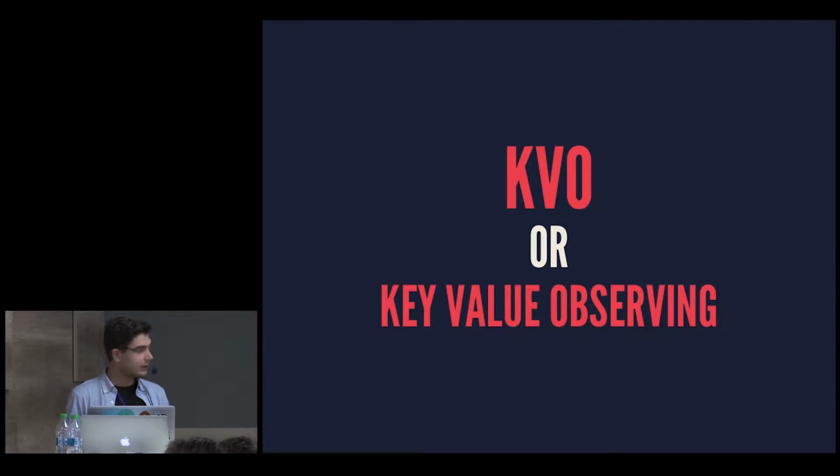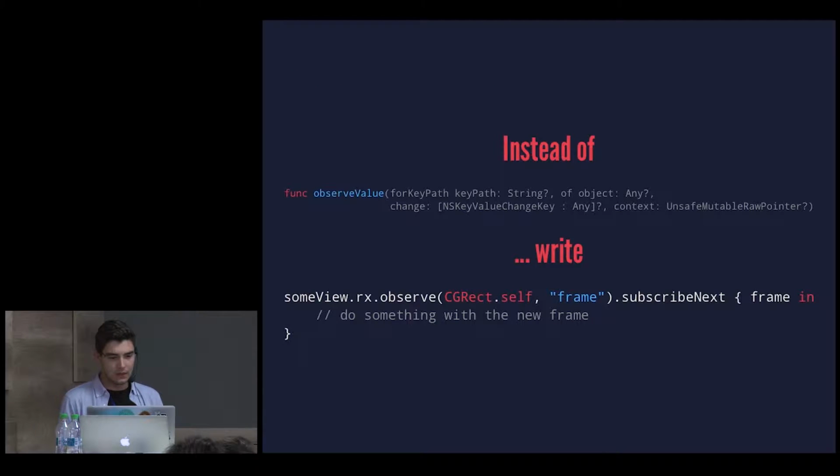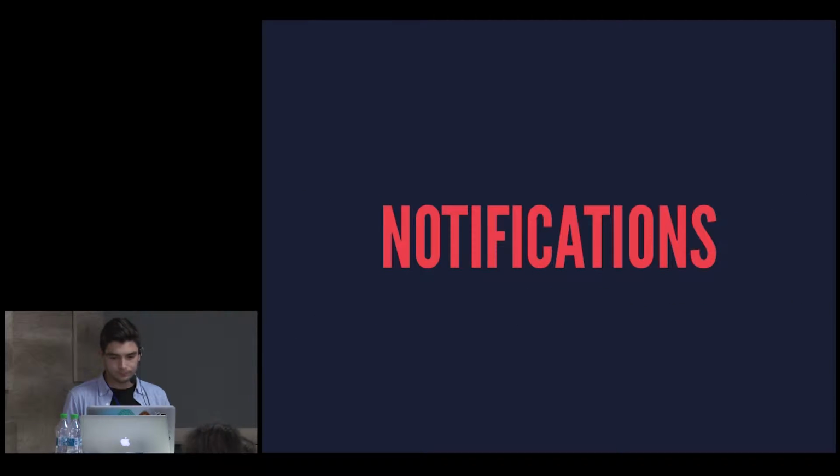And another example is KVO, or key value observing. So you're probably familiar with this runtime crash, that some instance was deallocated while there are some observers that subscribe to it. So instead of using KVO, we can just use Reactive extension to subscribe to some properties and also perform some action in the subscribe next closure. So you don't have to take care of removing the observer because RxSwift does it by itself.